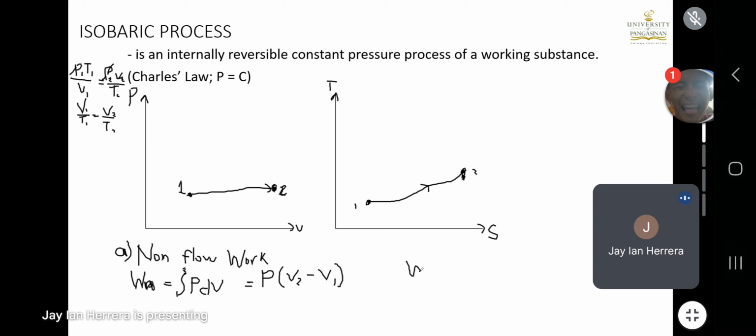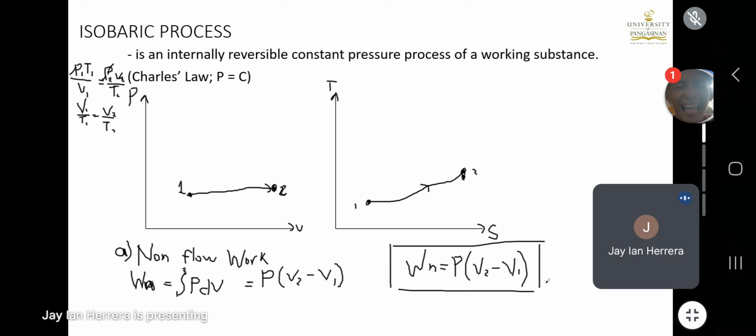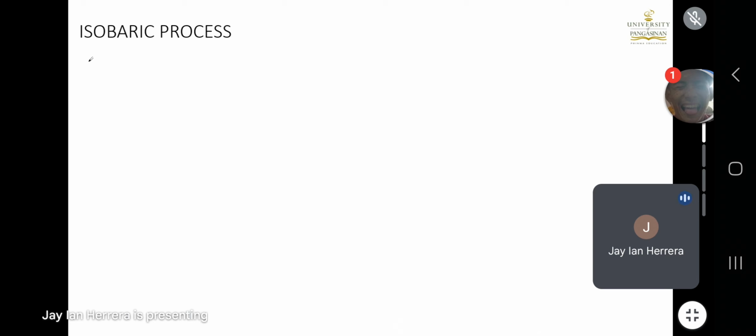I'll rewrite this. Work non-flow is equivalent to P multiplied by V2 minus V1. That is for work non-flow, a general formula. Next is work steady flow.